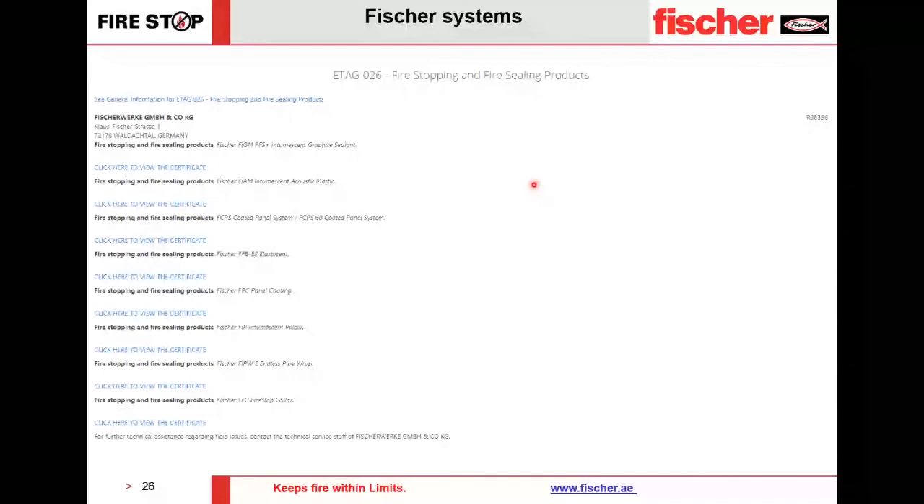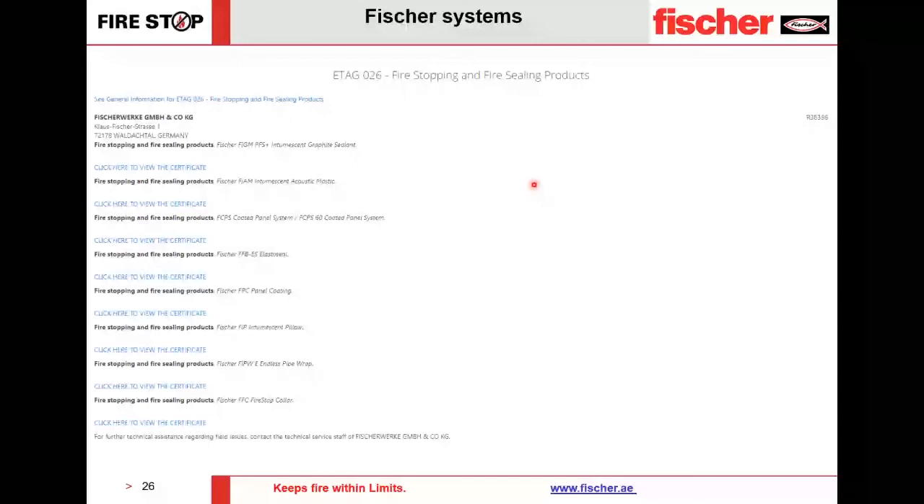So it is very clear that FIRESTOP is a system. It has a testing standard, and then there is a certification scheme. So what is most important is the certification rather than the test report itself. So when we talk about a system, there are certain parameters within the system.